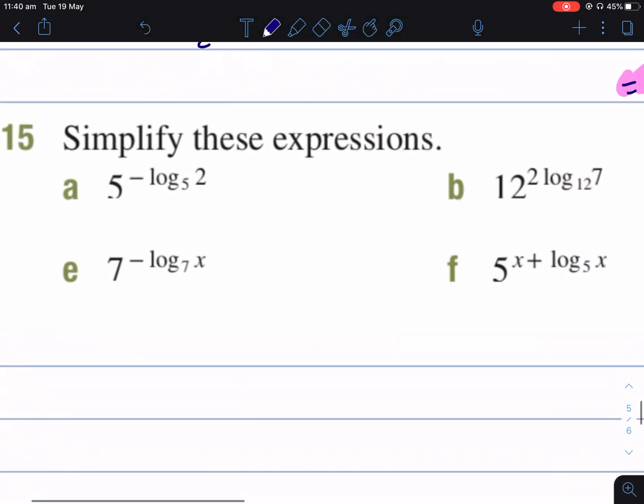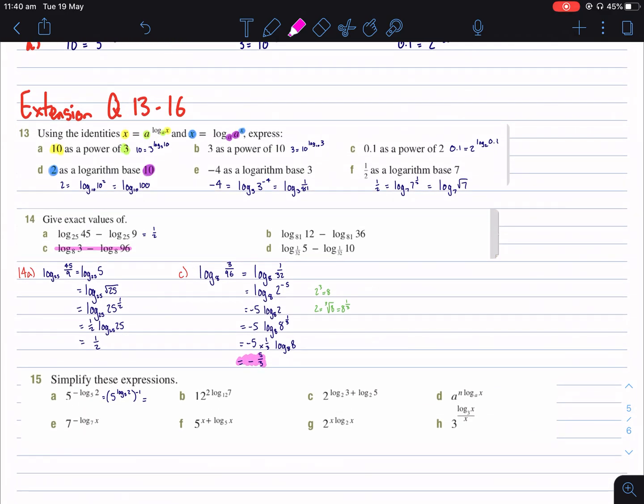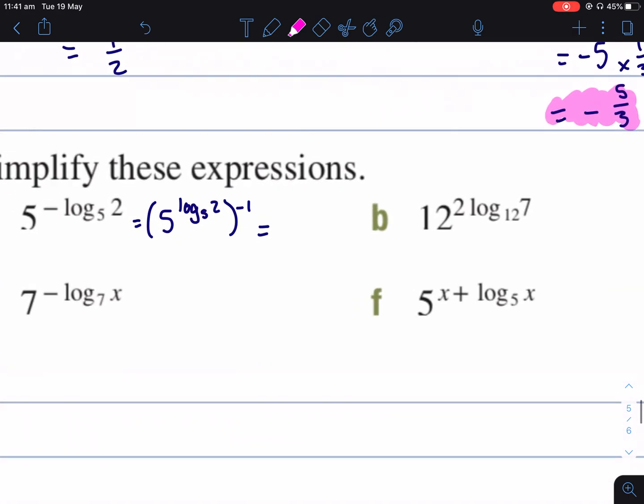Simplify these expressions. So 5 to the minus log base 5 of 2 is the same as 5 to the log base 5 of 2 to the minus 1, because you multiply the indices with brackets. And that thing, we're going to use this rule, remember that one? These have the same base, so it's just going to be 2 to the minus 1, which is a half.